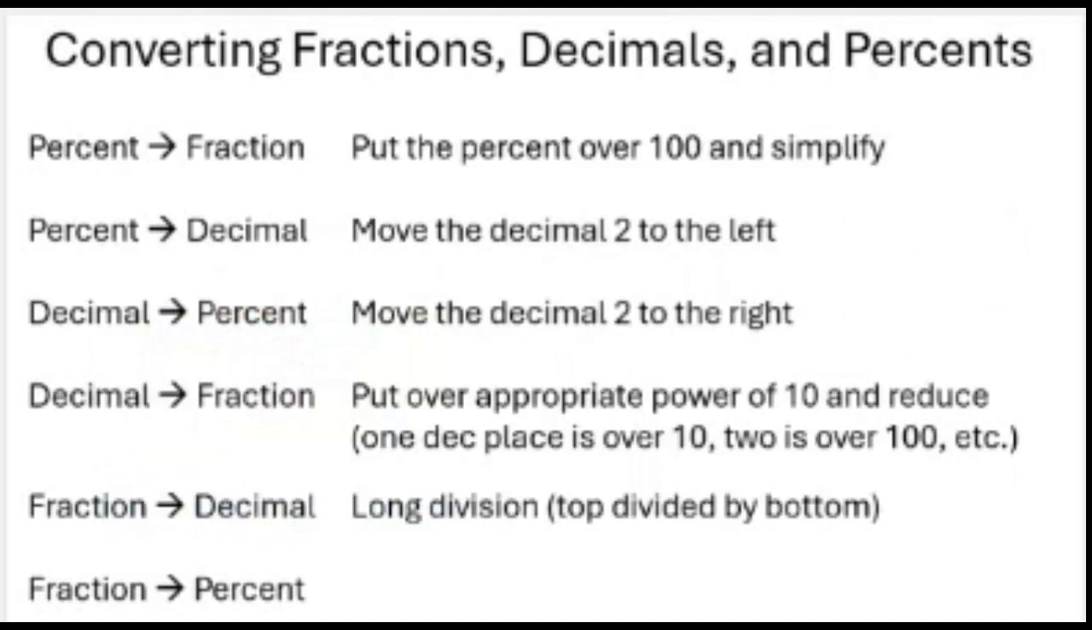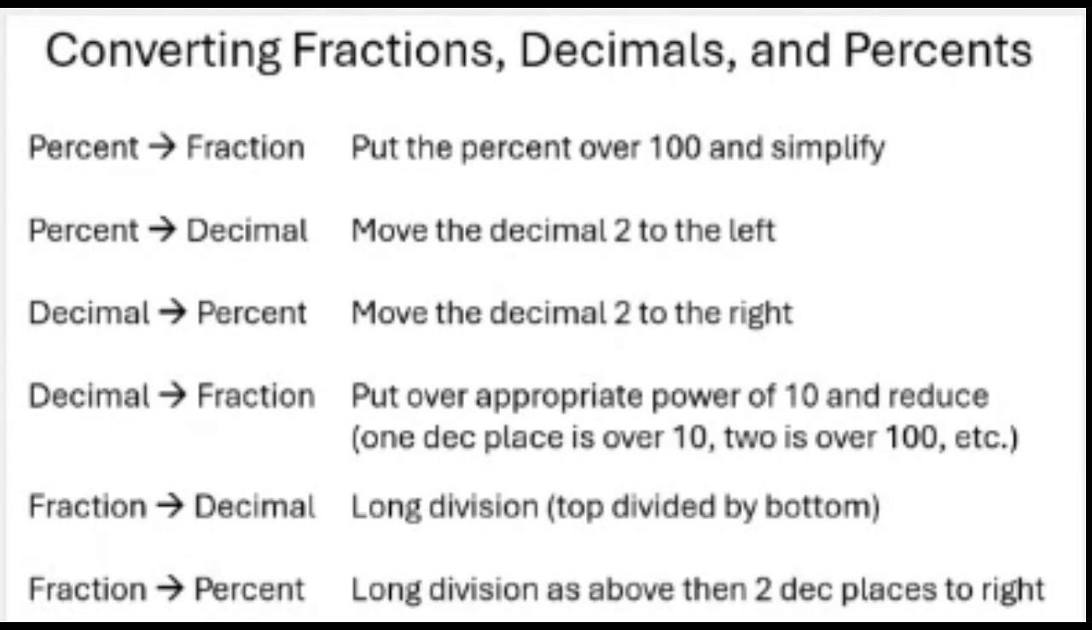Okay. Only 1 to go, and we basically already know how to do the last one. So long division gets us from a fraction to a decimal. If we want to go from a fraction to a percent, it's the same process. We're going to do the long division, and then remember the percent to the decimal, we just move the decimal 2 to the left. So we're going to combine those two. We're going to do long division, and then just move the decimal place 2 to the right to make it a percent. So let's just do one of those quickly.